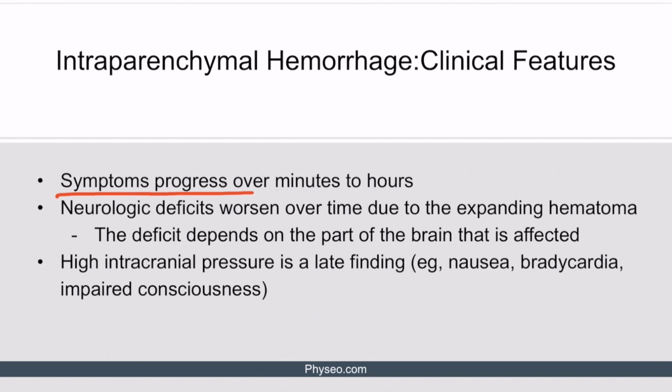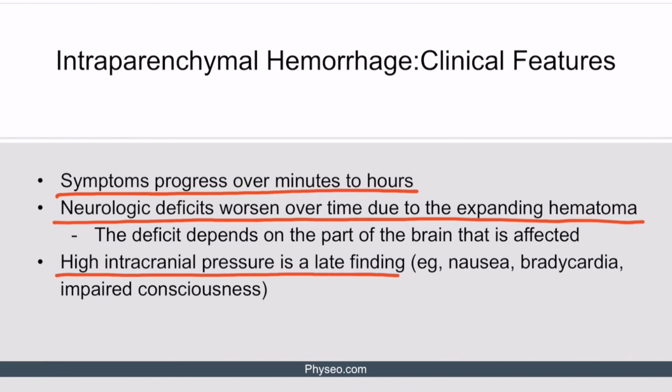The symptoms have gradual onset, progressing over minutes to hours. Patients often have one or more neurologic deficits, which can get worse over time due to the expanding hematoma. The type of neurologic deficits depends on which part of the brain is affected. The expansion of the hematoma can also lead to high intracranial pressure, but this is usually a late finding. Features of elevated ICP may include nausea, bradycardia, and impaired consciousness.